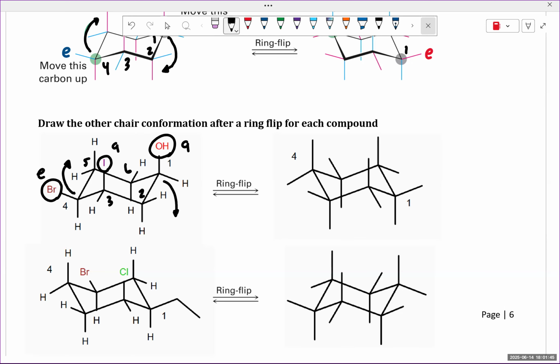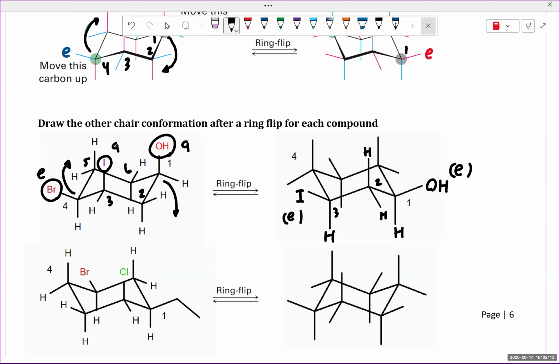So at carbon 1, the hydroxyl group is now going from axial to the equatorial position. So we draw the hydroxyl group at the equatorial position. Carbon 2 just has hydrogens. Carbon 3, the axial iodine ends up equatorial. Notice the hydroxyl group is pointing up, still pointing up. Iodine pointing up, still pointing up.